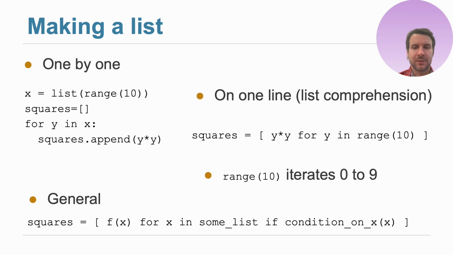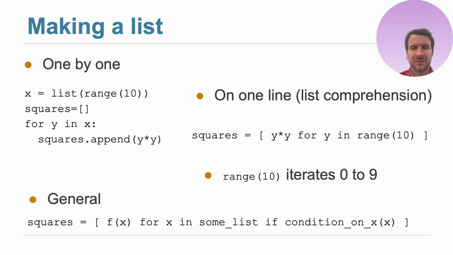Right? Another way you can do it is you can try to compress the lines: for y in x, squares append y times y, to a one-line way of constructing a list.